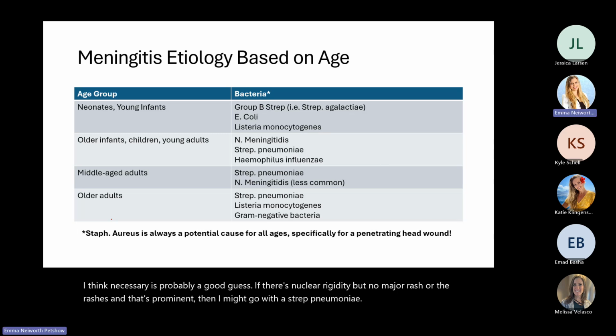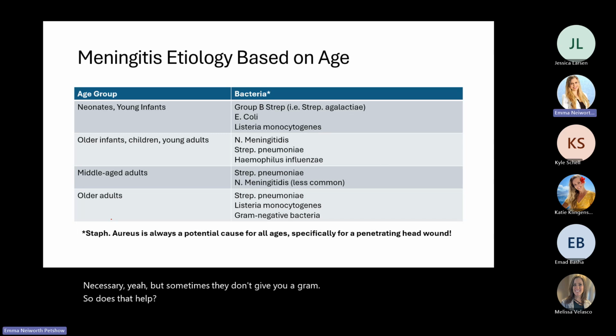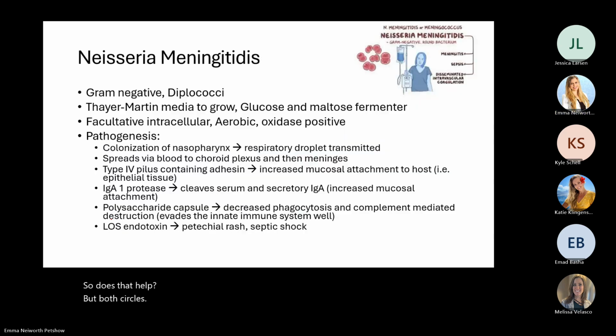Yeah, one's gram-positive strep, one's gram-negative Neisseria, but sometimes they don't give you a gram. So yeah, does that help? But both circles. Okay, awesome. So we'll finish up meningitis, then we'll take our break.